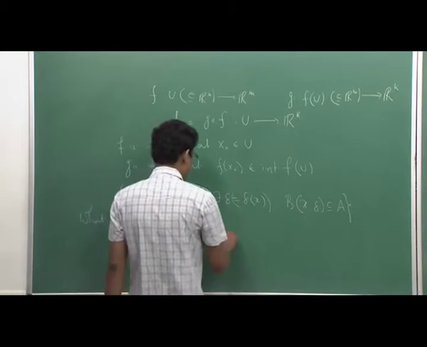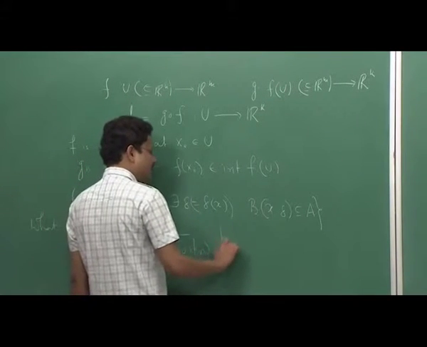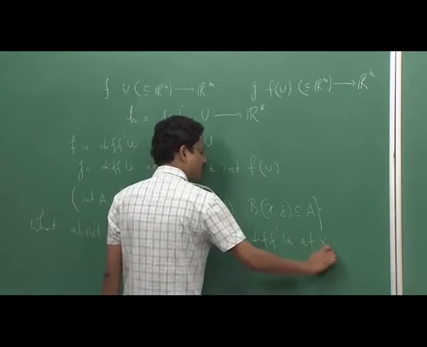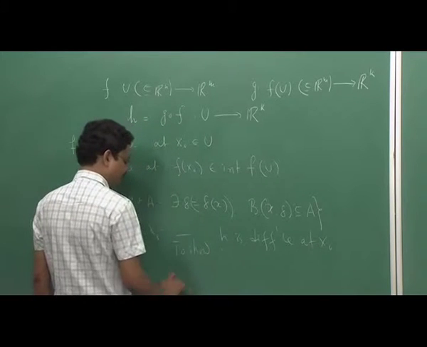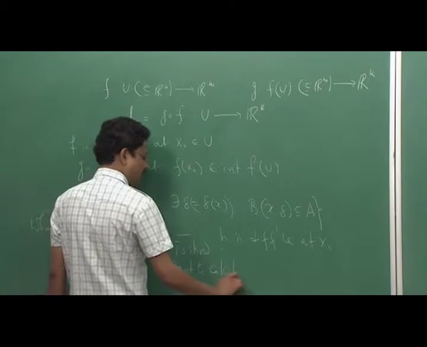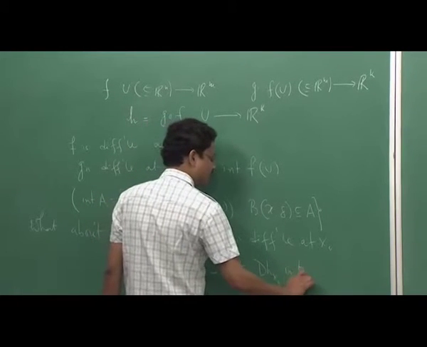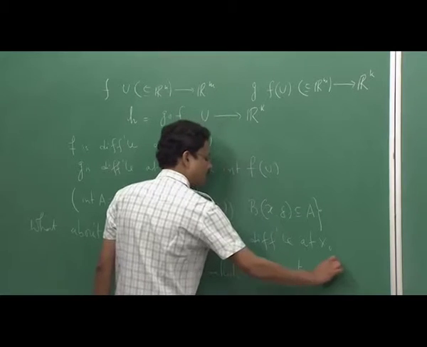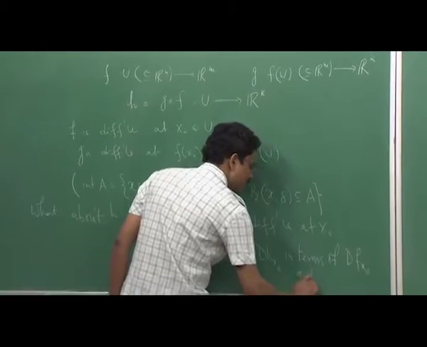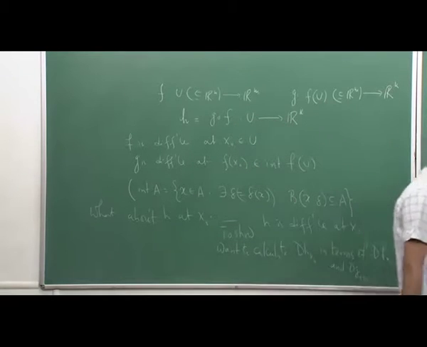So, actually we want to show that h is differentiable at x naught, and also calculate dh at x naught in terms of df at x naught and dg at f of x naught. This is what we want to do.